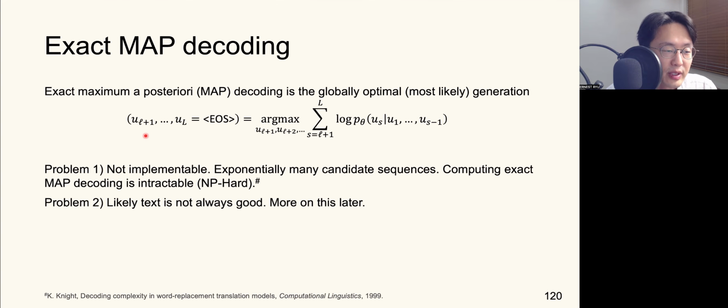So given a partial completion from U1 up to UL, the remaining completion is generated by taking the argmax of all possible completions. The problem with this is that the search over all possible completions is not implementable. There are exponentially many candidate sequences, and computing the exact MAP decoding is known to be an intractable problem. In the language of complexity theory, exact MAP decoding, in the worst case, is an NP-hard problem class. Another problem, problem number two, is that, again, likely text is not always good. More on this later.